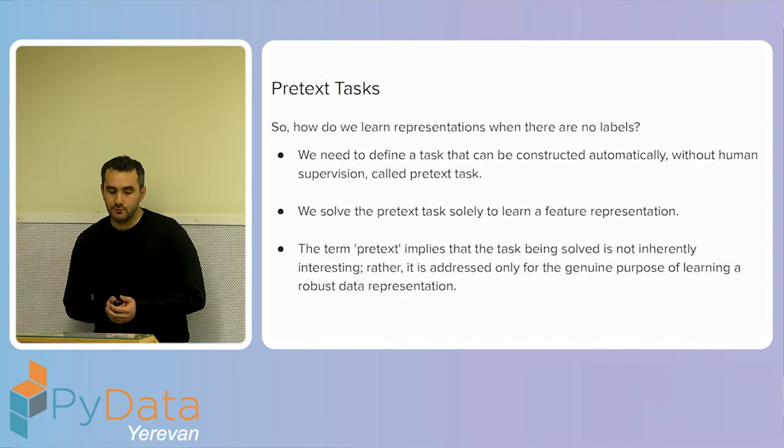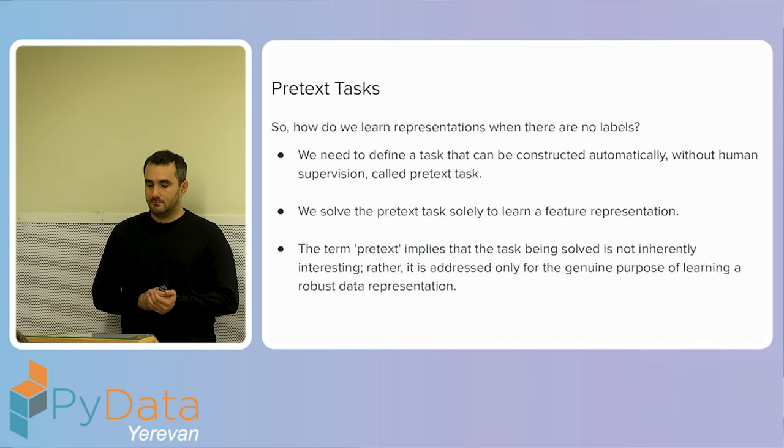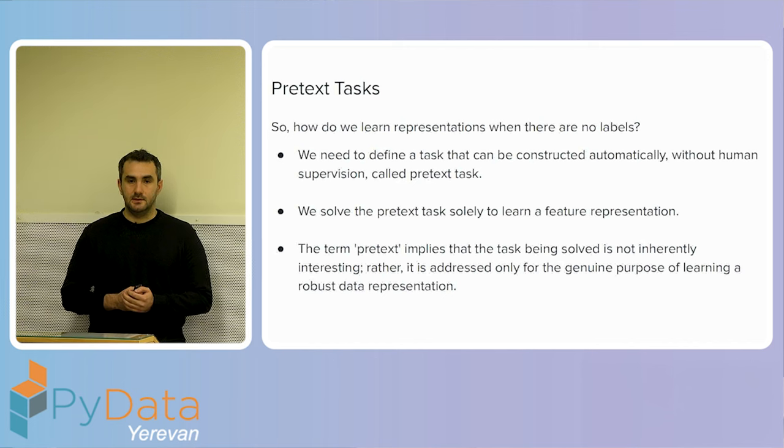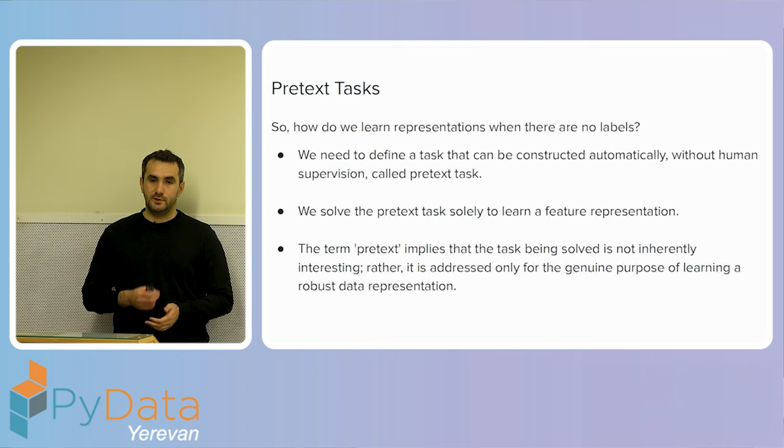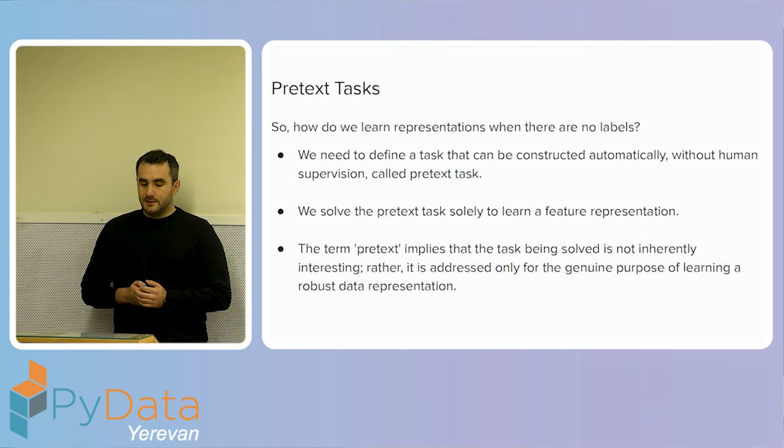So now the question is how to learn these representations. We don't have any labels, so we have to come up with a plan to learn these representations. To do so, we first have to define a task which doesn't use any labeled data, but we can use the data set itself. We call this a pretext task. So we come up with a task that doesn't need any supervision, but we can use this task to learn some representation. It's called pretext because we don't really care about this task, we just want to use it to learn representations.